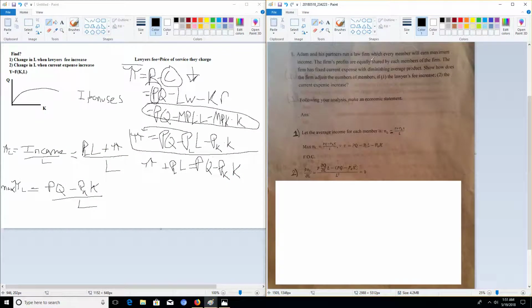So profit, as it says here, is shared equally. That's going to be partner income: profit plus the returns to labor, right here, salary, wage. And that equals that. So now, what do we do with this average income equation?